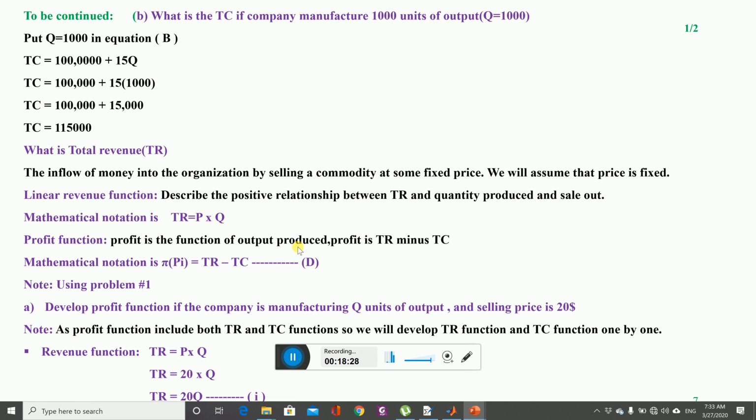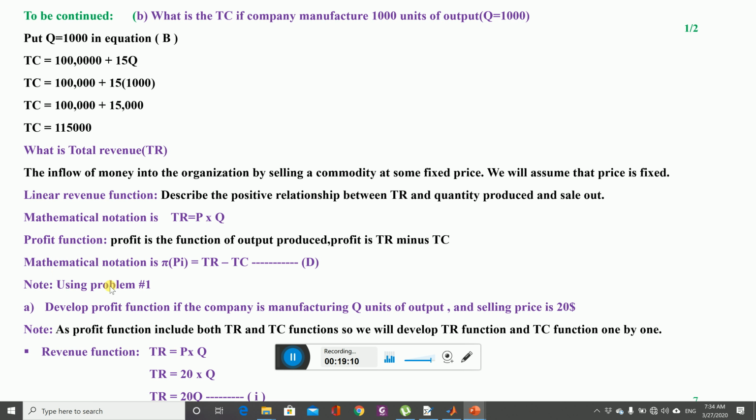Now we are switching toward the profit function. Profit is a function of output produced. Profit is total revenue minus total cost. This is the mathematical formulation. Pi, for profit, is equal to total revenue minus total cost, and we give this function the name D. Since revenue is a function of output produced and total cost is also a function of output produced, profit is also a function of output produced. But to find profit, we subtract total cost from the total revenue of the company.